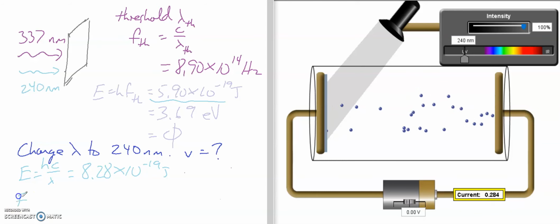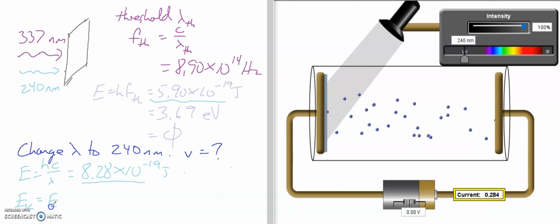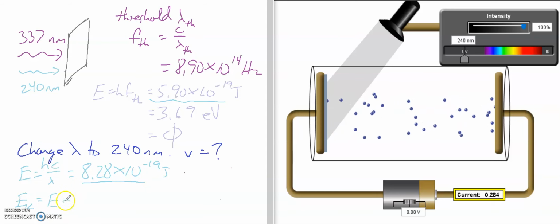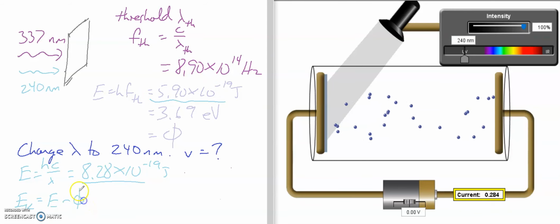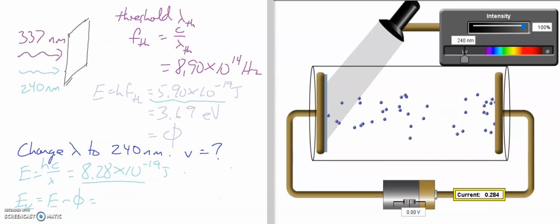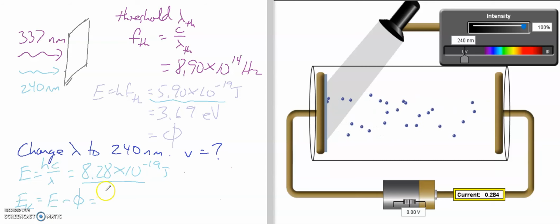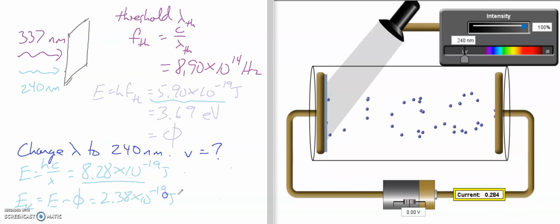So the kinetic energy is going to be the energy that came in from my photon, subtract the work function energy, which is right here. So I'm going to subtract the work function energy. So I'll take that 8.28 and I will subtract that 5.9, and that'll tell me how much kinetic energy was left for my electron. So that leaves me with 2.38 times 10 to the negative 19 joules.